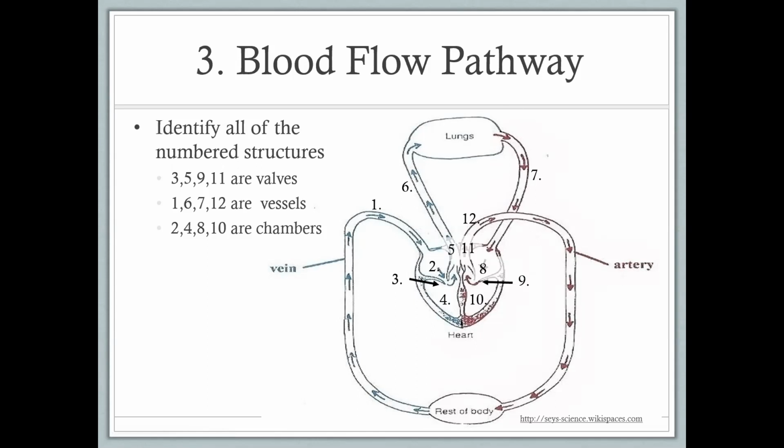So let's go through. Let's start with number 1. You see it's a vessel, so it represents the vena cava, superior and inferior vena cava. And you can see the deoxygenated blood comes from the vena cava into the right atrium, which is your receiving chamber. And then from the right atrium, it passes through the right atrioventricular valve, the right AV valve, and then from here into the right ventricle.